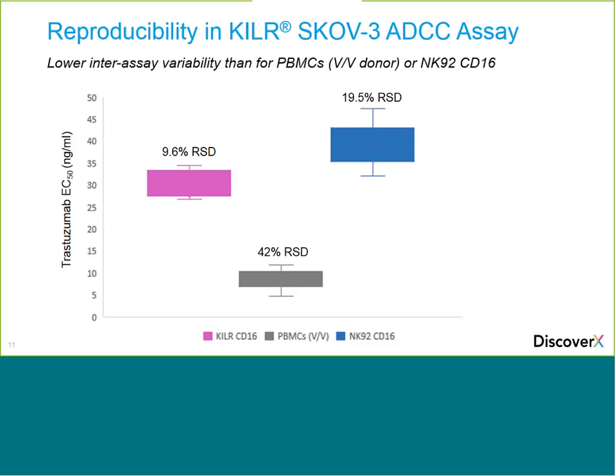If we look at the PBMCs, as you would expect, although the EC50s are lower, the actual range in EC50s is 42% RSD, whereas the NK92 is somewhere in between at 19.5%. So again, we see much tighter data with the KILR CD16 effectors.